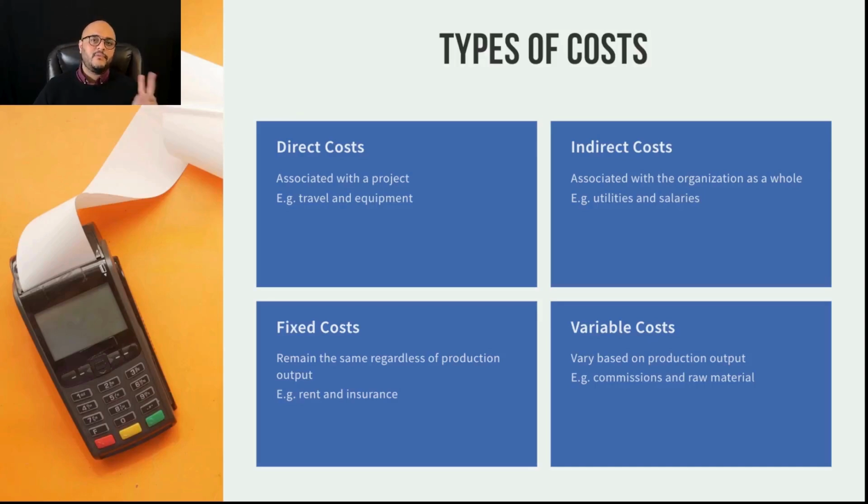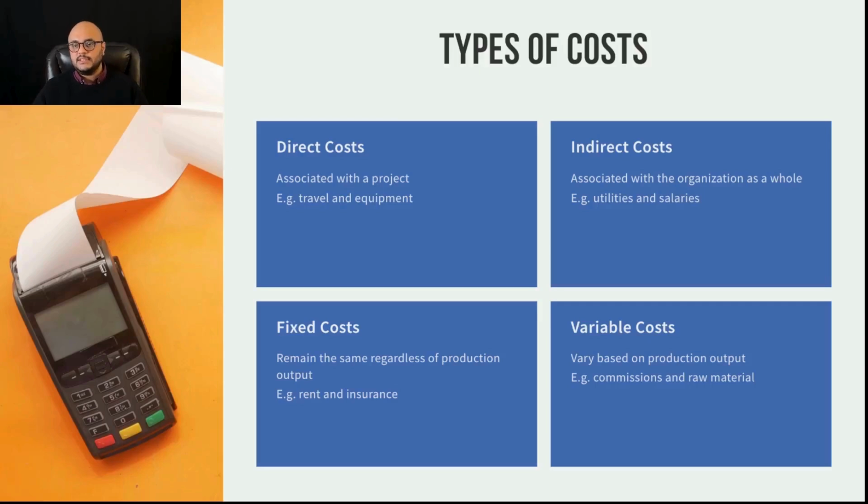We also need to talk about fixed costs and variable costs. Fixed costs are those that remain the same regardless of production output. So if I produce 100 units or 5,000 units, it doesn't matter. I still need to pay the same rent. I still need to pay the same insurance.